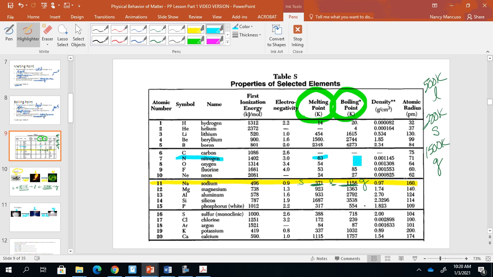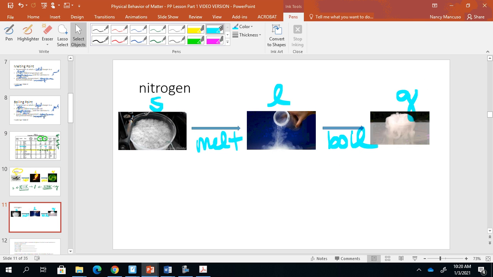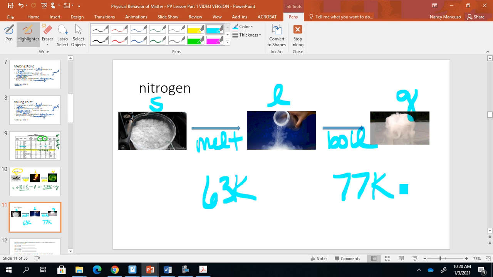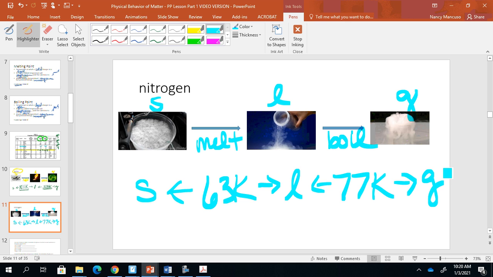And so 63, 77. All right. And remember, this is always in K. So that means anything less than 63 K is going to be a solid. Anything between 63 and 77 K is going to be a liquid. And anything greater than this is going to be a gas. That's how you read it.